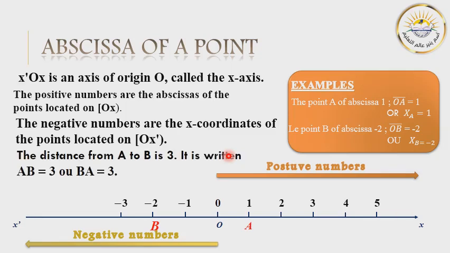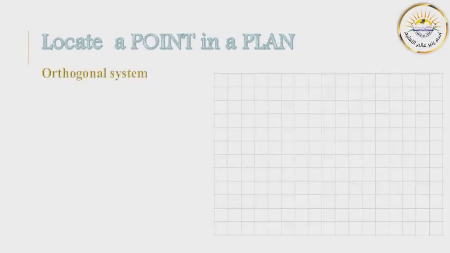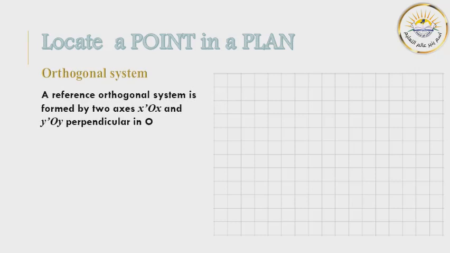The distance from A to B is equal to 3. It's written AB is equal to 3 or BA is equal to 3. Locate a point in a plane. Orthogonal system. This is the orthogonal system. It's divided into horizontal and vertical lines. A reference or orthogonal system is formed by two axes, x prime OX and y prime OY, perpendicular in O.